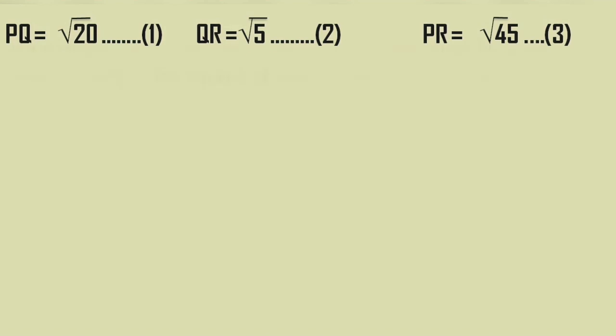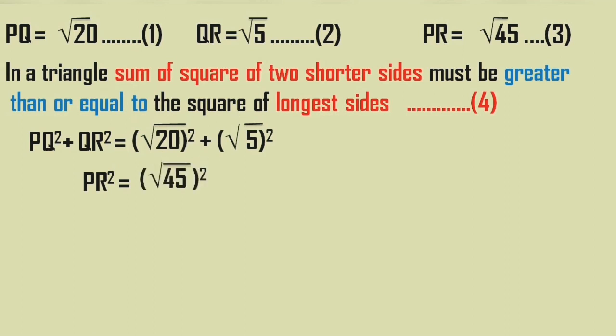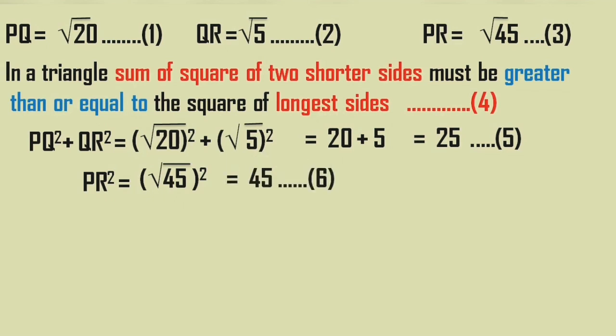So these are the values, this is the property, and the moment you see the two shorter ones, correct? So PQ square plus QR square, and the longer one is PR square. So substitute the values and get the squares of them. You get the answer 20 plus 5, that results in 25. For PR square, it is under root 45 the whole square, so the answer will be 45 itself.